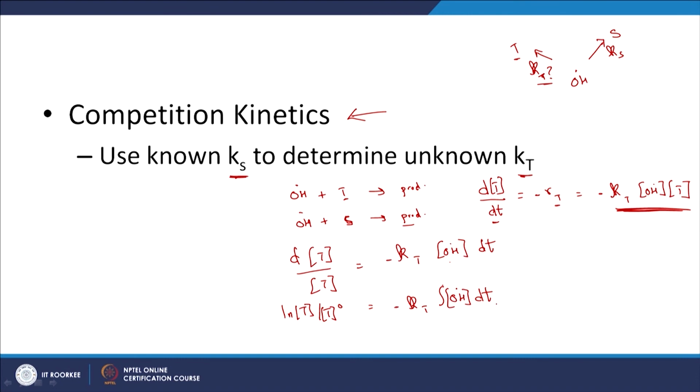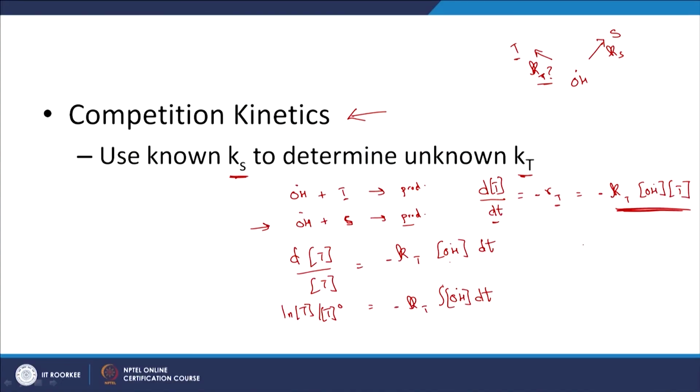Again, I do not have this particular value because it is difficult to measure the hydroxyl radical concentration. But if I do the same with respect to the scavenger, what am I going to end up with? The natural logarithm of the scavenger by S naught equals minus the rate constant of the scavenger, Ks, times the integral of OH radical times dt. Now I can cancel these out, and I can measure T and T naught and S and S naught, since I can measure target and scavenger concentration with time. So I have Kt and Ks.